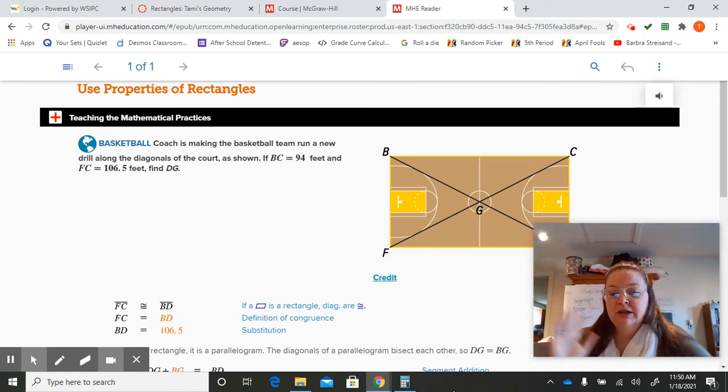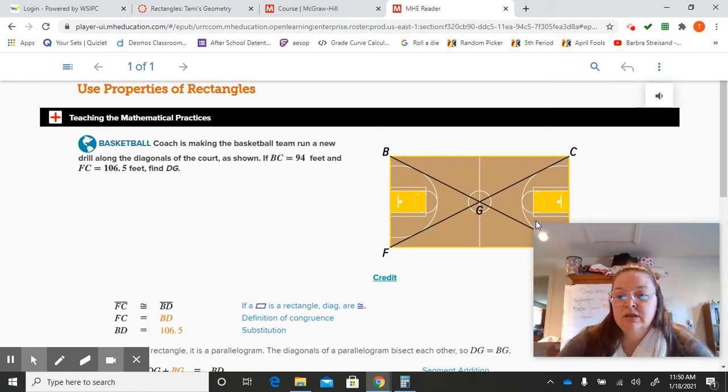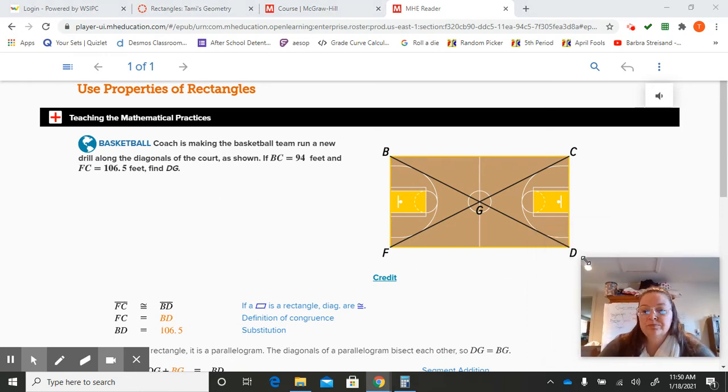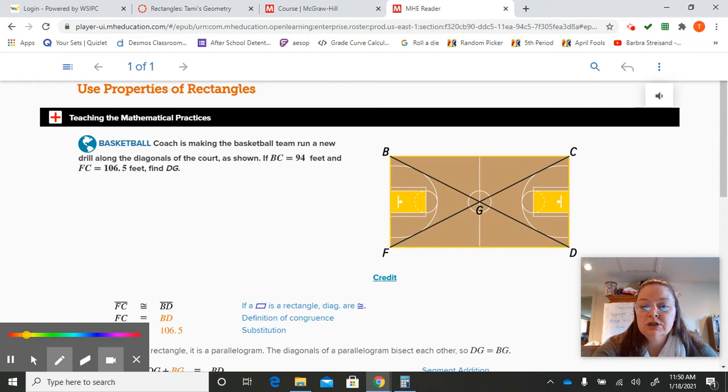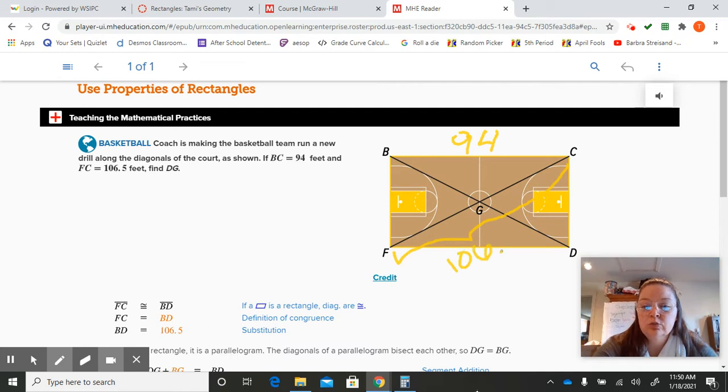We're going to use the properties of the rectangle to figure out some stuff about this rectangle. Let me make this a little bit smaller so you can see the whole diagram. Okay, so the coach is making the basketball team run a new drill along the diagonals of the court as shown. If BC is 94 and FC is 106.5 feet, find DG. So we know this is 94, and we know that FC is 106.5, and we're looking for DG, this length right here.